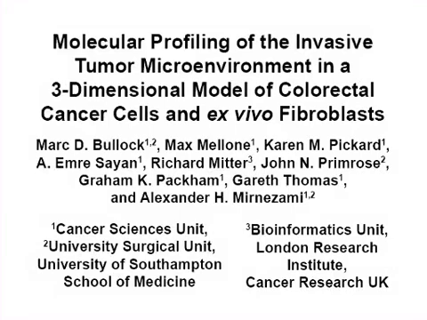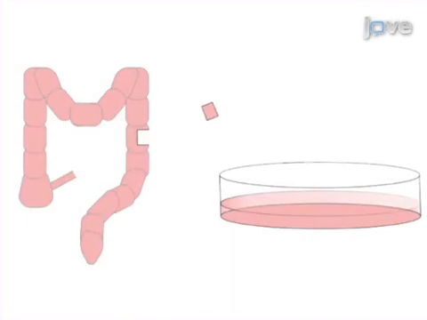The overall goal of this procedure is to characterize the distinctive biology at the interface between malignant epithelial cells at the invasive tumor front and cancer-associated stromal cells. This is accomplished by first establishing primary fibroblast cultures from colonic explants.